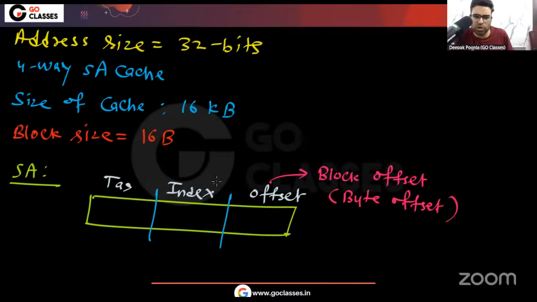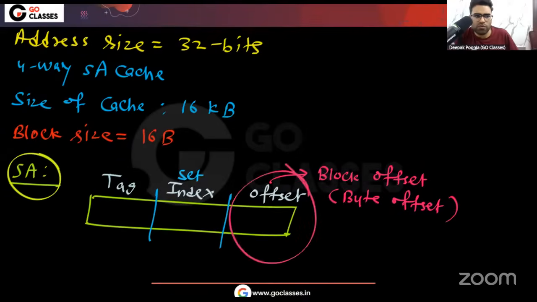Okay, and what about this index? In the set associative cache, this index is basically the set index. In the direct mapped cache, the index is the line index. And in the set associative cache, the index is the set index. And these remaining bits are the tag. Okay, so that's it. Very simple. I hope you understood.